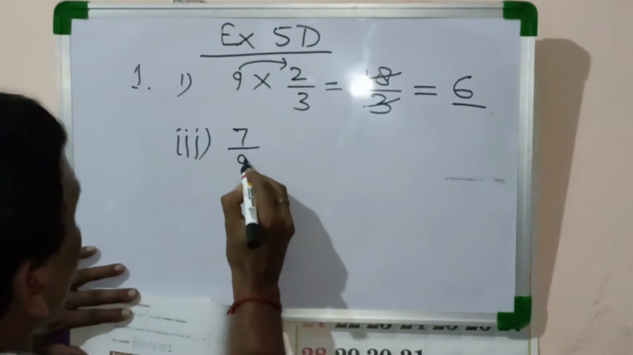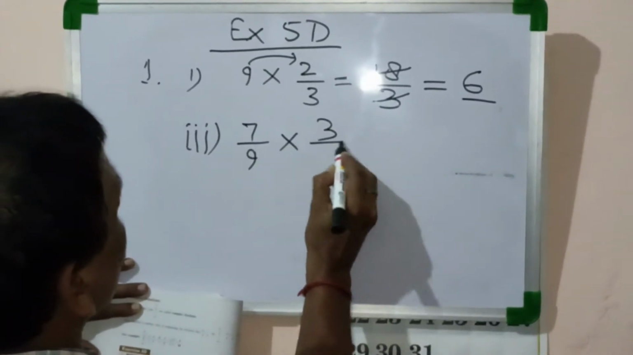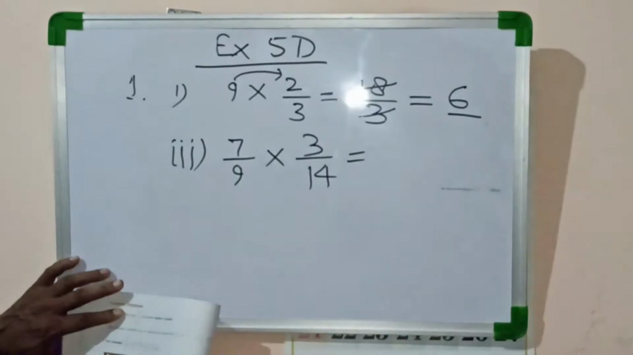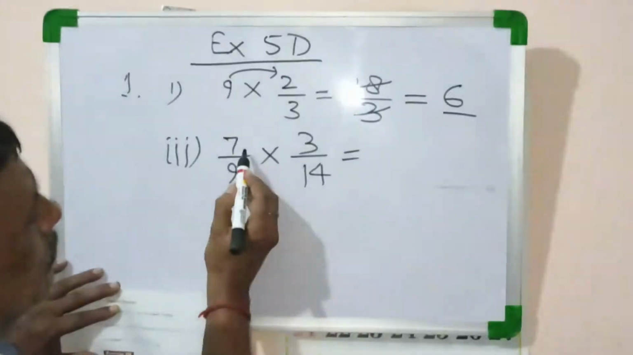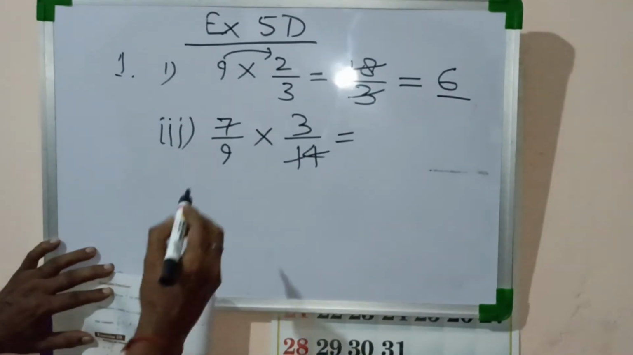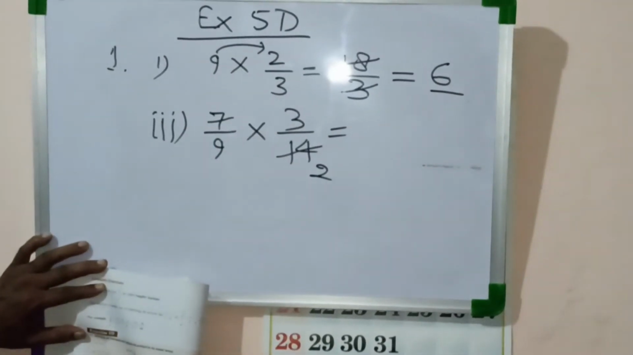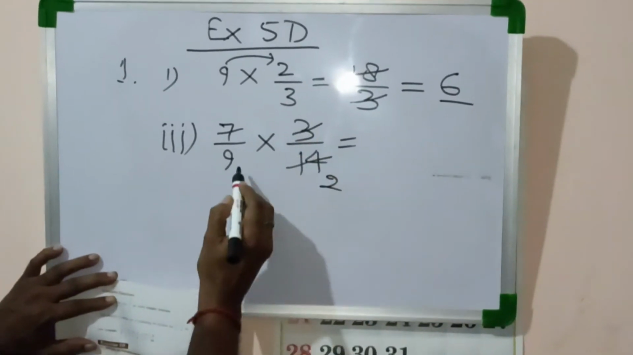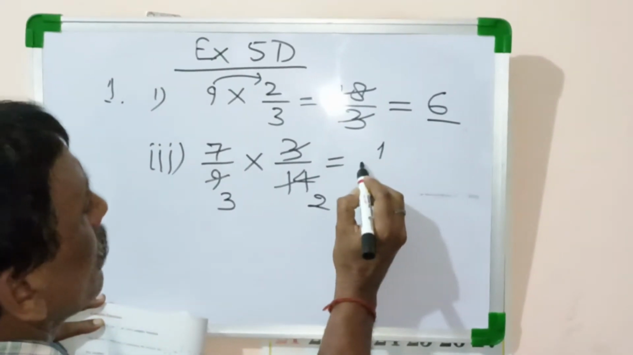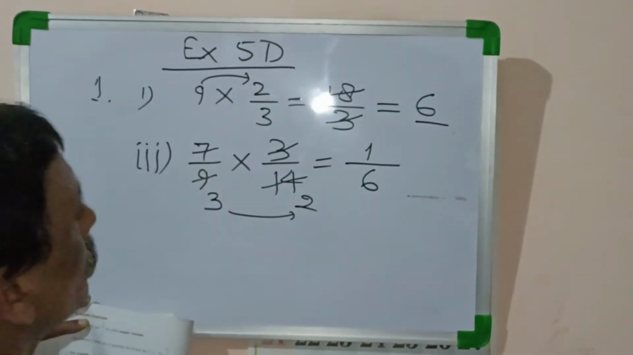7 by 9 into 3 by 14. Here you see there are two ways to solve it. This 7 can divide this 14. 7 ones are 7, 7 twos are 14, in this way. And this 3: 3 ones are 3, 3 threes are 9. So 1 upon 3 twos are 6. So the answer is 1 upon 6.